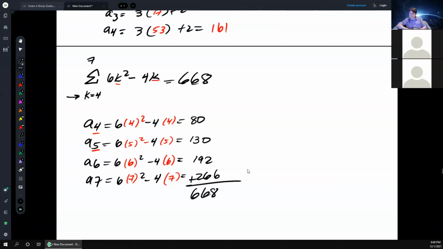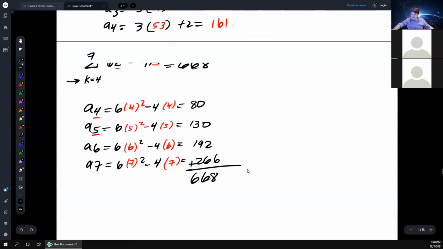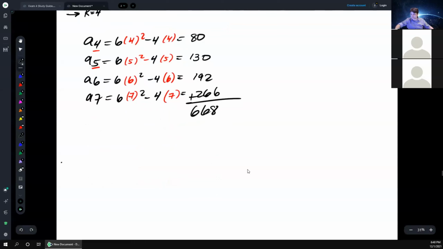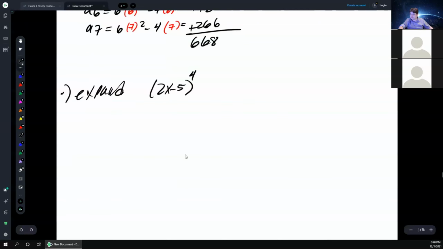So there we have a series. Question on that, anybody? Ready. Last example. Binomial expansion. Okay, expand 2x minus 5 to the fourth.